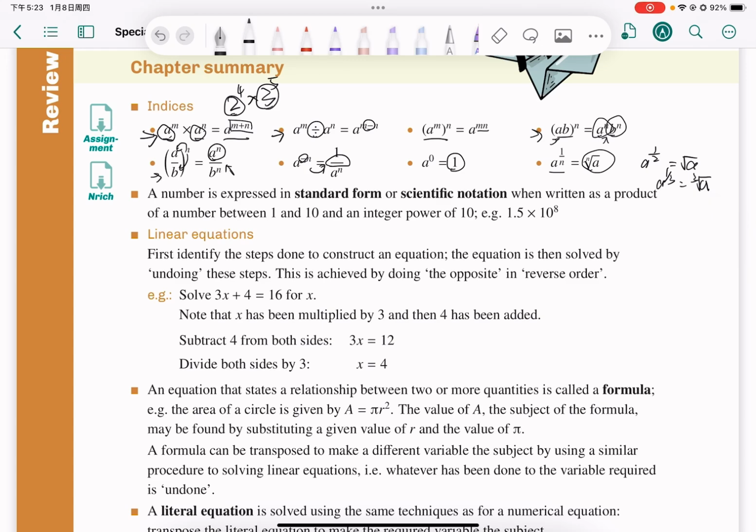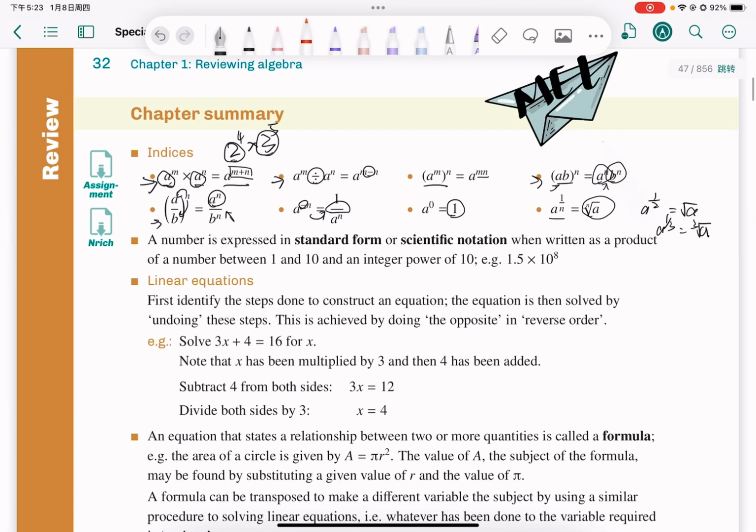So what if in general we have a to the power of negative m on n? So that can be written as, so remember the negative sign means 1 over a to the power of m, and this part can be written as this. So it becomes in the form like this. Okay?